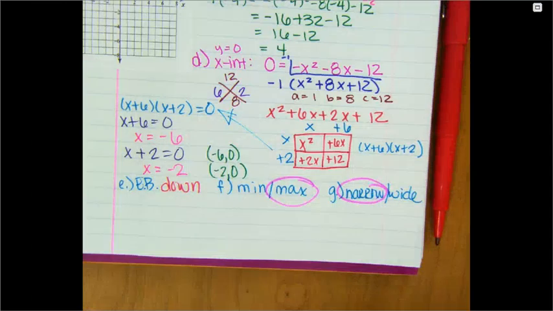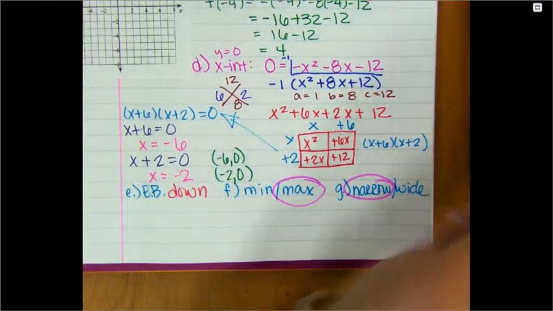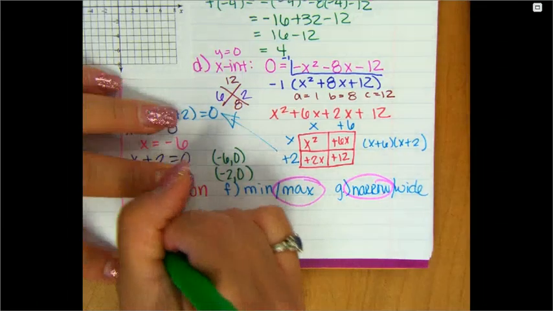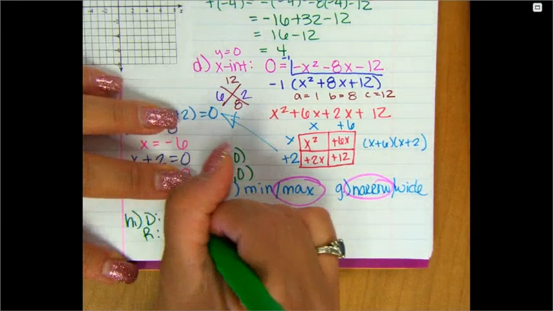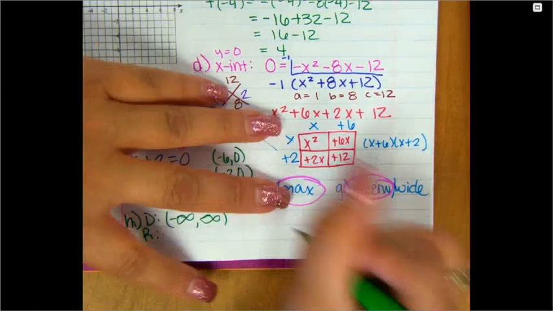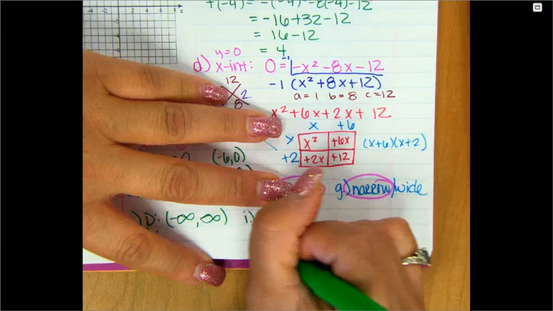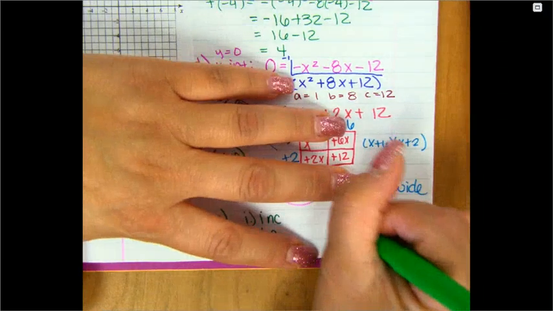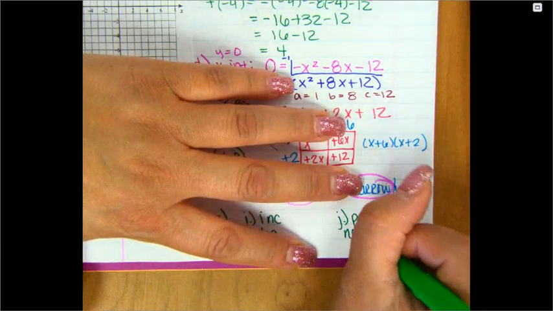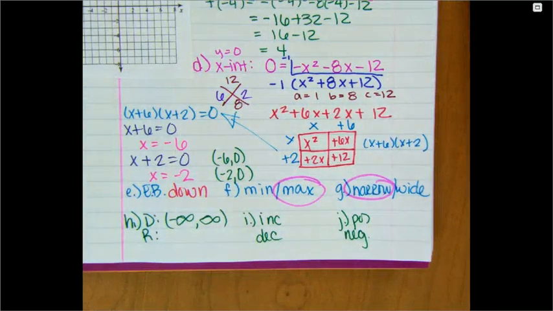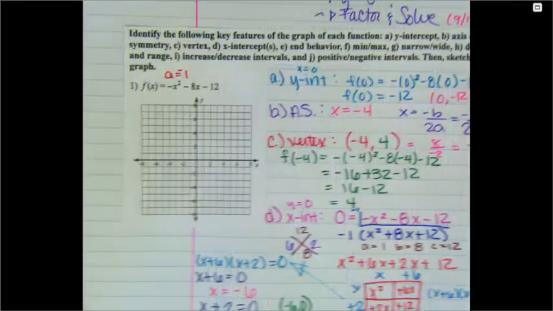Easy? All right, next letter is letter H. Ooh, domain and range. Domain is easy. What is it? Negative infinity to positive infinity. Then after H is I, which is increase and decrease. After I is J, which is positive or negative. We're going to just write those out, and then we're going to go to the graph. Shouldn't have to watch me write. Okay, here we go.